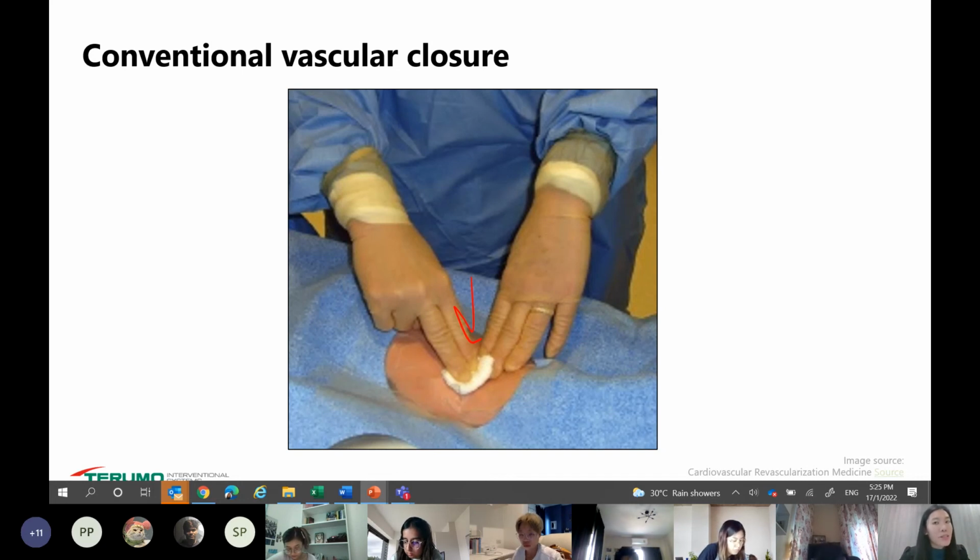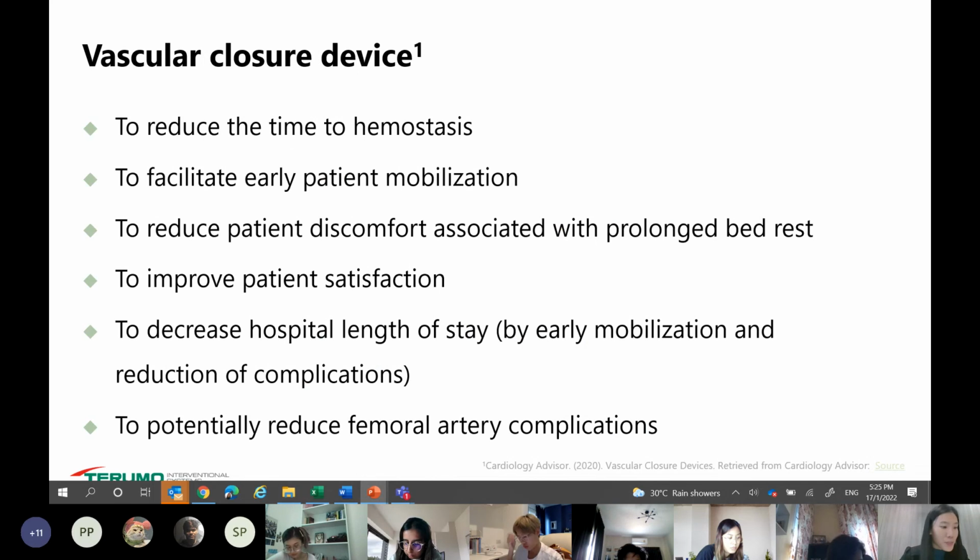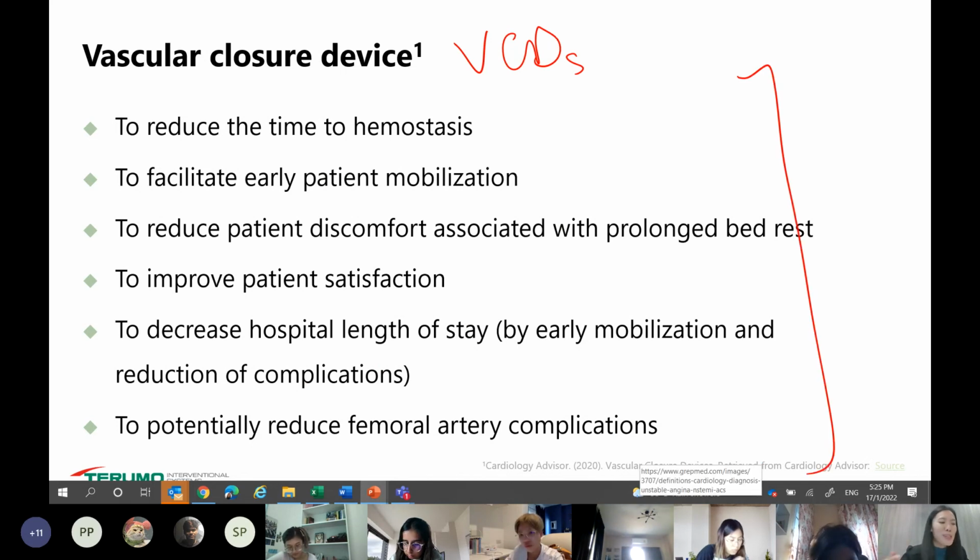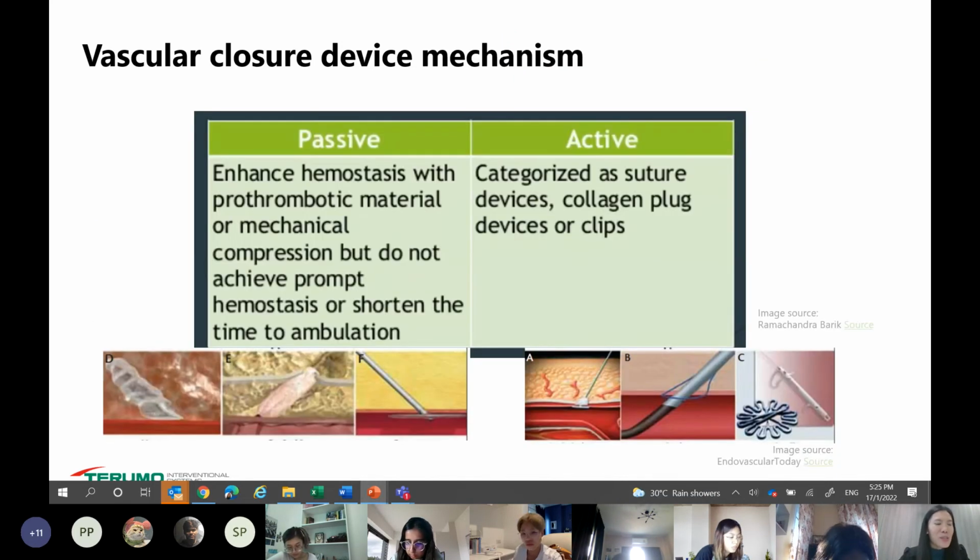So you can think of the negative side of manual compression, which includes the time required, the manpower, patient discomfort, since the patient will not be able to move, and many more. That's why the vascular closure device was developed, and these are known as VCDs. So VCDs basically have these advantages which counter the negative side of manual compression, which I shared on the previous slide. So VCDs can work in two ways, the passive and the active mechanism. Passive meaning that the device does not actually reduce the hemostasis time or shorten the time to ambulation. Some examples are shown here.